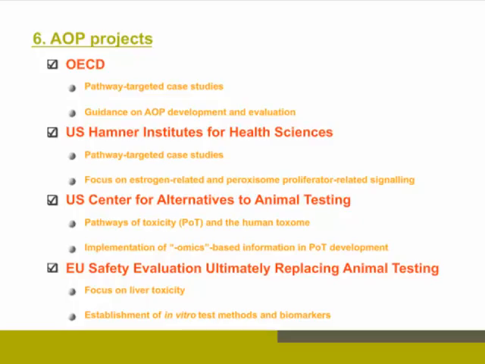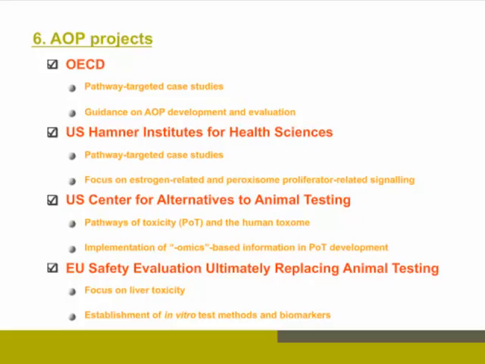Before the U.S. Hamner Institute of Health Sciences closed down, they were also quite active here, again with these pathway-targeted case studies, and the focus was on estrogen-related and peroxisome proliferator-related signaling. Also in the U.S., at the Center for Alternatives to Animal Testing, a lot of attention is being paid to so-called pathways of toxicity, POTs, and the entire collection of these POTs, which is called the human toxome. It is specifically looked at whether omics-based information can be used in POT development.